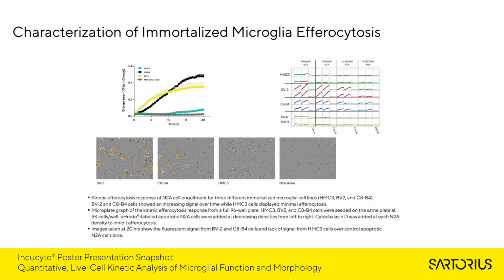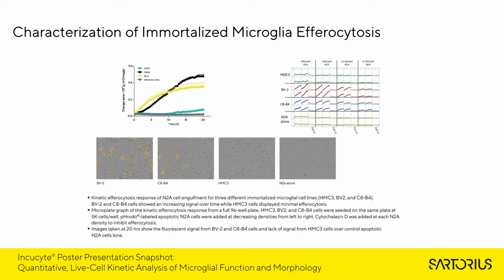This is also supported by the kinetic graph on the top left, where again you can see the response from the BV2 cells and the C8B4 cells over about 20 hours. We're seeing a nice increase in fluorescent orange area and very little increase in those HMC3 cells compared to the neuro 2A alone controls.